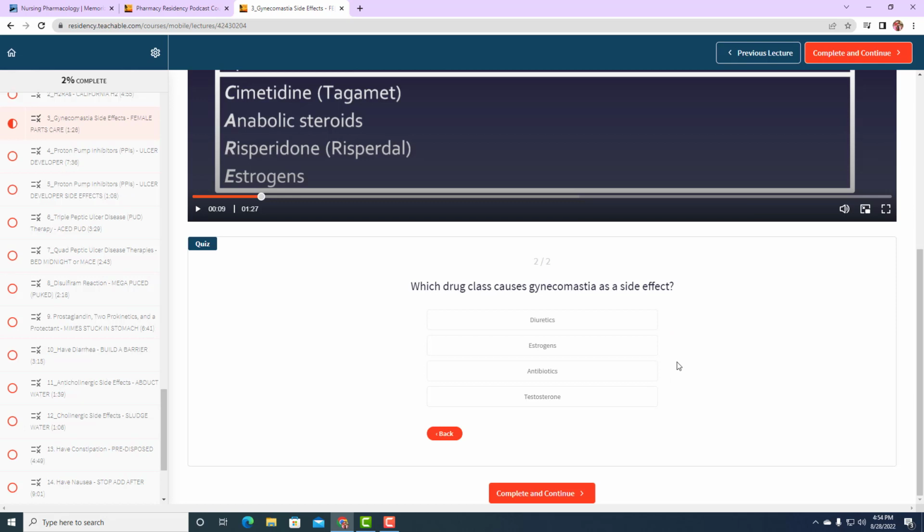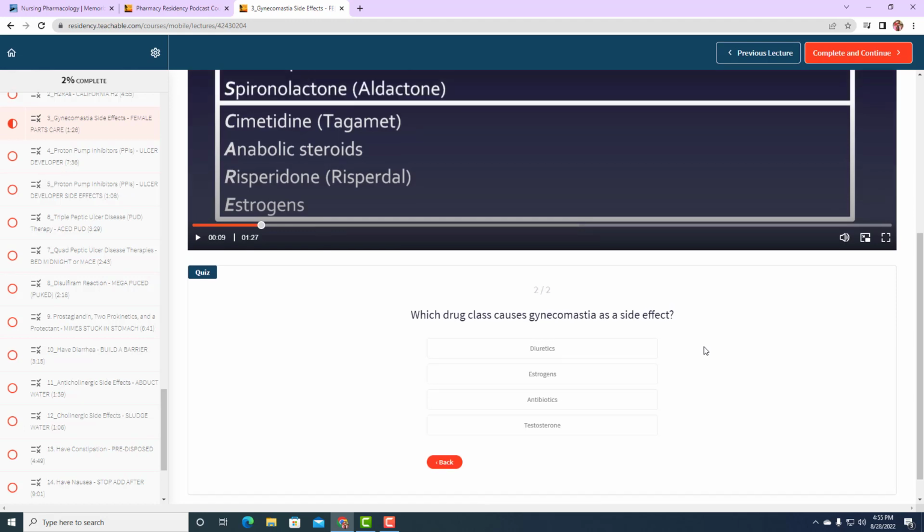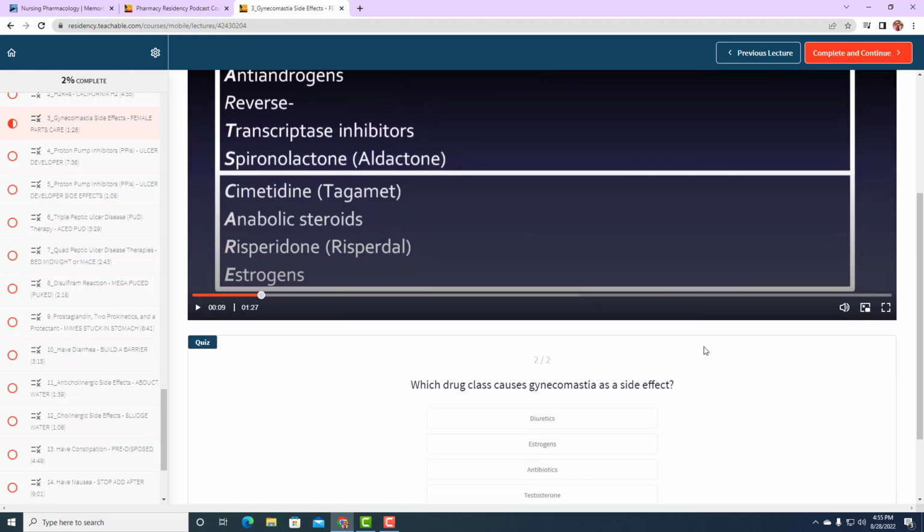Which drug class causes gynecomastia as a side effect? So again, we're going from a specific drug now to a drug class. Is it the diuretics, estrogens, antibiotics, or testosterone? In this case, we're asking for a drug class. Although testosterone is a drug itself, it is not a drug class. So in this case, we would say the estrogens.